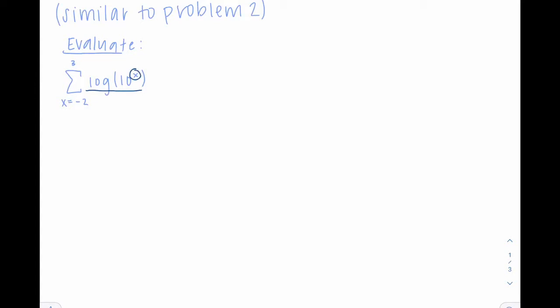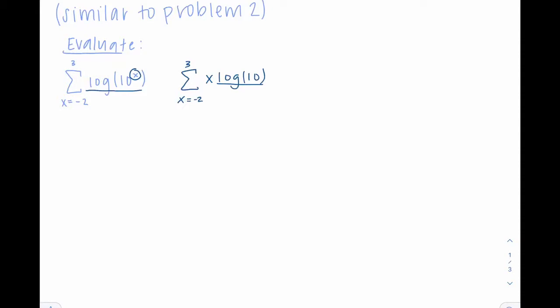So we're going to rewrite our sum. Everything at the beginning stays the same. The sum from x equals -2 to 3, but this x can be brought down in the front to get x log of 10. And from there, we want to think about what this log 10 means.